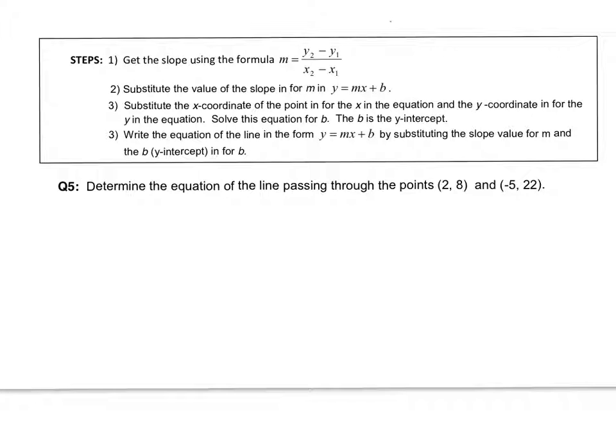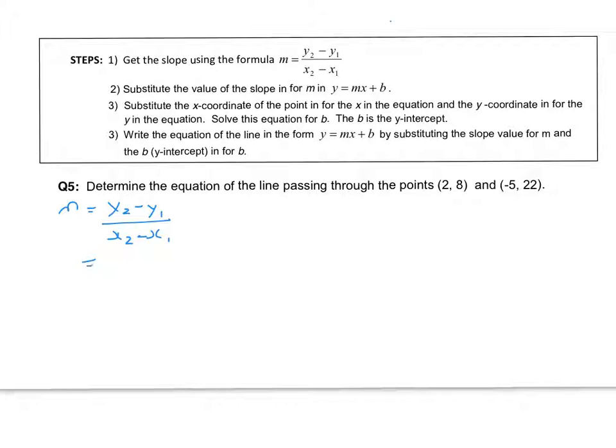So step number 1 is to get the slope using the formula m is equal to y2 minus y1 over x2 minus x1. Or we could call that ya minus yb divided by xa minus xb.